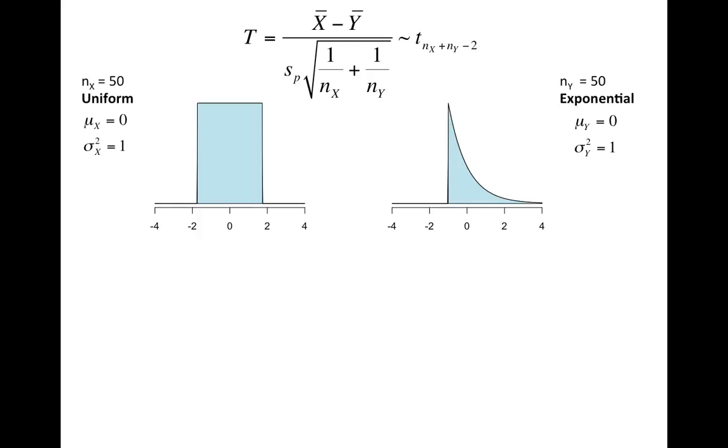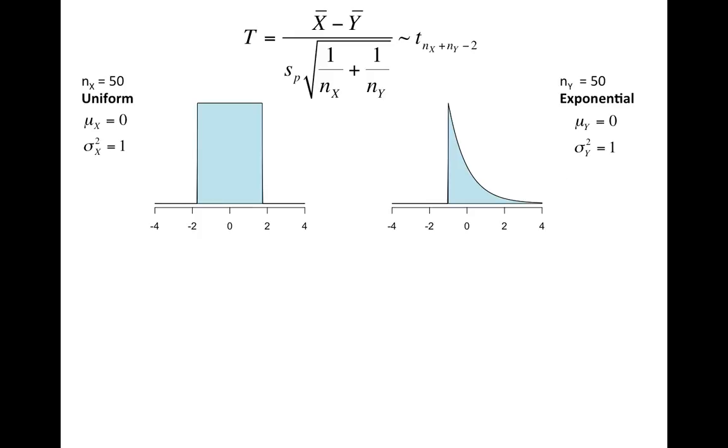Okay, well, let's try breaking the normal assumption even more. What if I have a uniform distribution on the left, so equally likely to be anywhere between these 2 points, and an exponential distribution on the right, where it's very likely you get a point around -1 and then less and less likely as we get up toward 4.